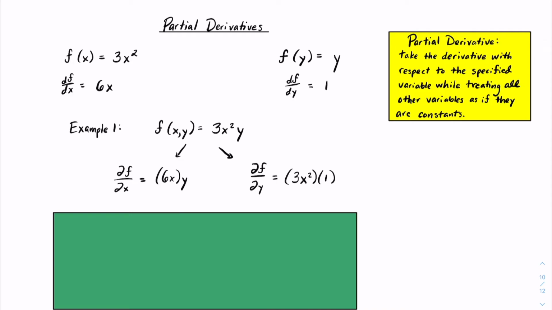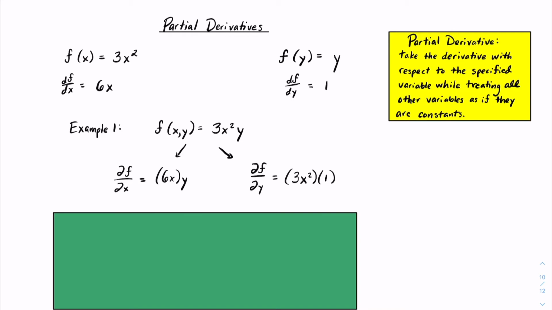If I want to take the partial derivative of this function with respect to y, I do the same thing, this time pretending that the variable x is a constant. So 3x squared is a constant with respect to y, and taking the derivative simply becomes 3x squared times y.